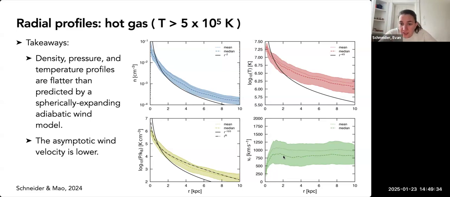A corollary to that is that the radial velocities, which do asymptote to a characteristic value in this simulation, somewhere between 800 and 1,000 kilometers per second, are actually a factor of 2 or more lower than what you would predict based on the energy and mass injection rate from the supernovae, again as a result of their interaction with the cool phase. That's partly because they transfer some momentum to the cool phase, but also because they are literally shocking constantly against the cold clouds, which stalls the gas and converts some of that kinetic energy into thermal, which is part of the reason that the temperature profiles are also flatter.